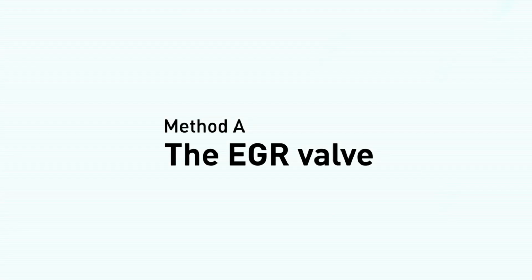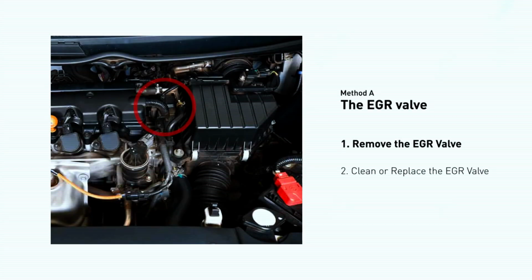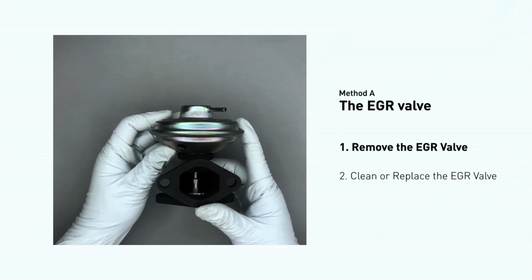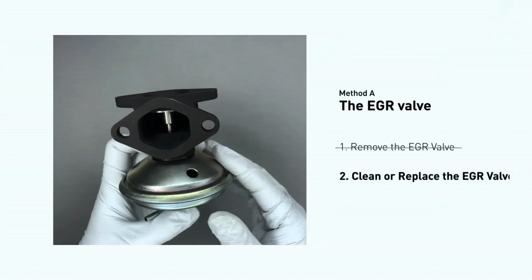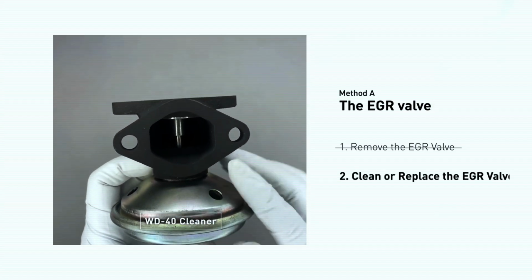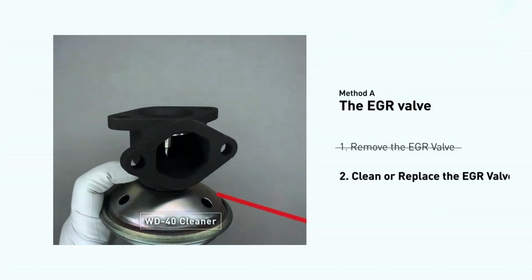Method A, the EGR valve. Looking at the engine from the front, the EGR valve is located towards the rear of the engine just to the right side of the center. First, carefully remove the EGR valve from your car. Turn the EGR valve upside down and fill it up with the WD-40 cleaner.